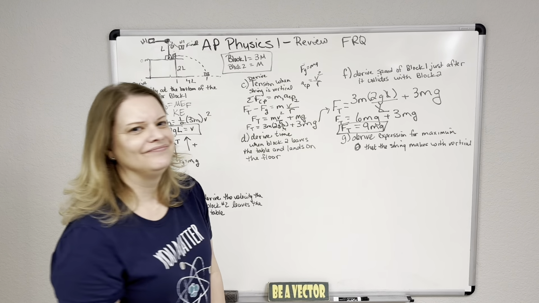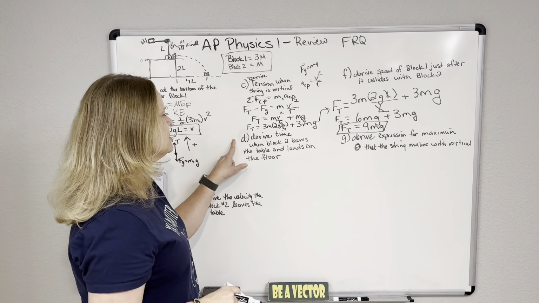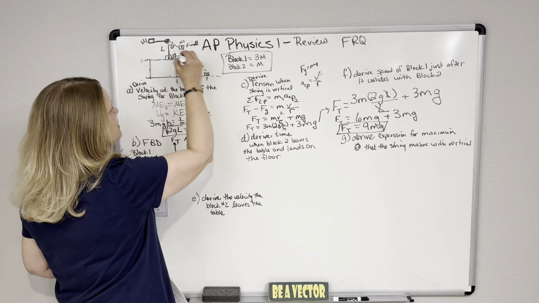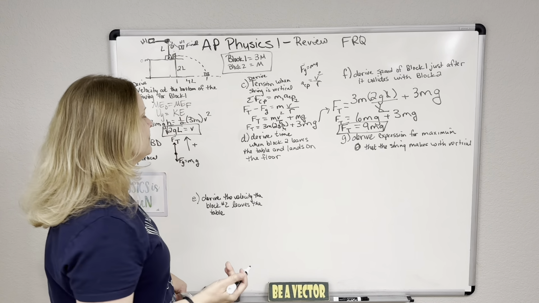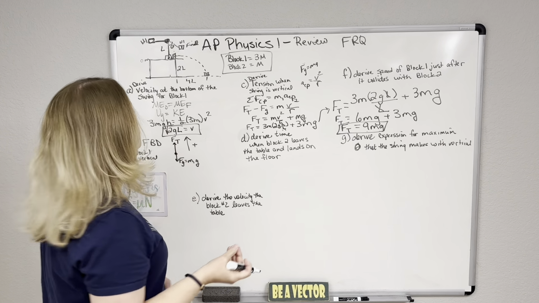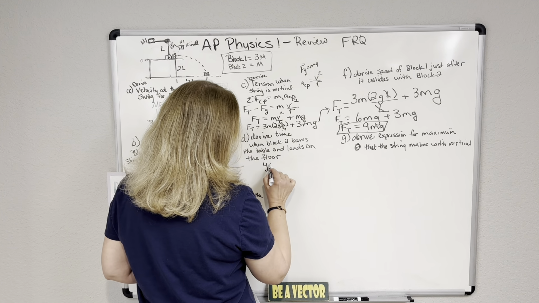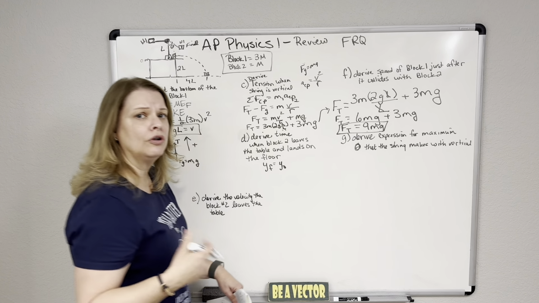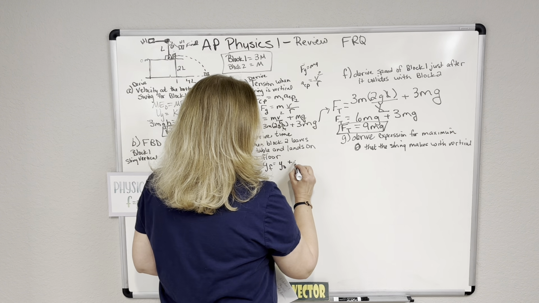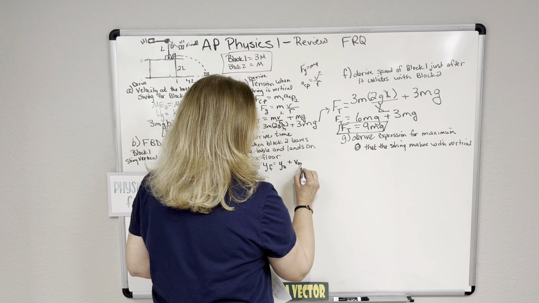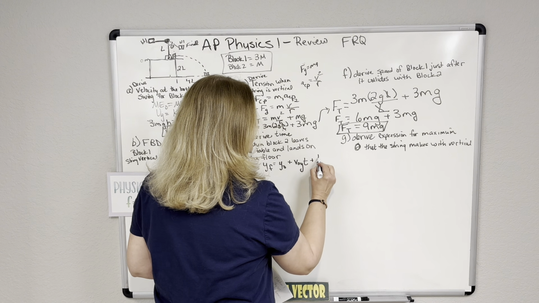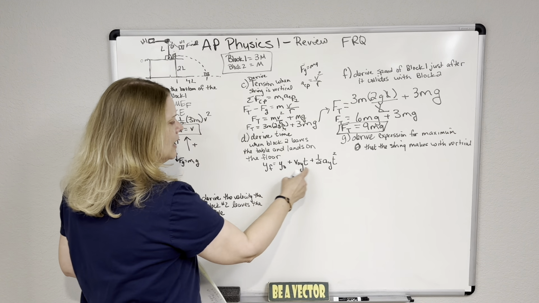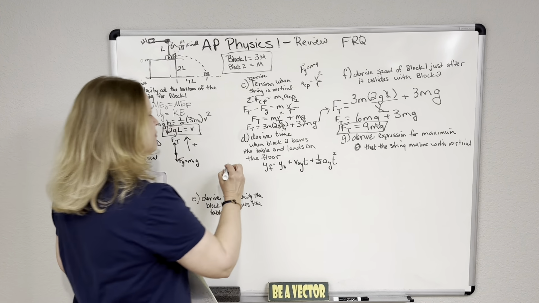So that's 9 mg. Okay, now we're on part D. We're going to derive the time when block 2 leaves the table and lands on the floor. Well, when block 2 leaves the table and lands on the floor, that is horizontal projectile motion. And they want a time. Okay, I'm going to go with my y final position equals my y or vertical initial position plus my velocity initially in the y times time plus 1/2 my acceleration in the y times time squared. Now I've got all my little y subscripts to remind myself I'm talking about vertical here.